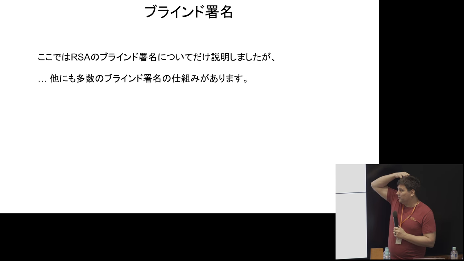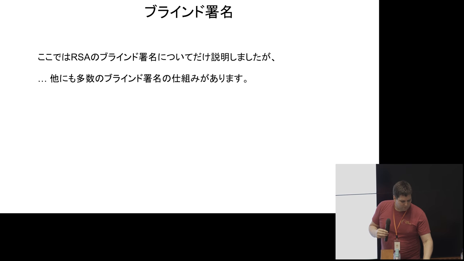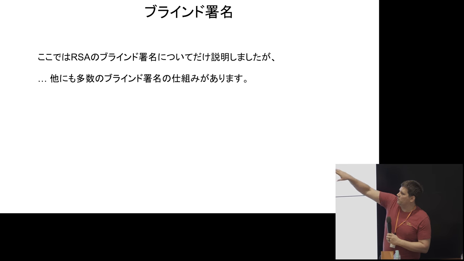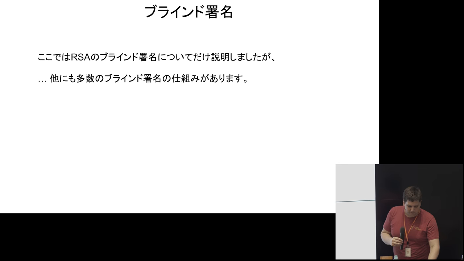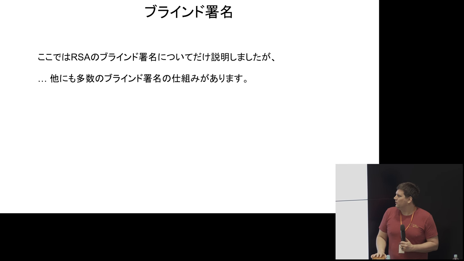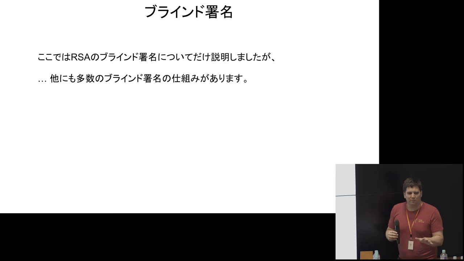So this description has been RSA blind signatures. I won't talk about other blind signature schemes, but there's a large number. Things like the BLS signatures that everyone's very excited about have blind signature components. There's many different blind signature schemes out there. BLS, yeah. Those are the shorter ones, I think they're like 32 bytes. I believe these are the ones that Bulletproofs use. They're very cool, and there are blind signature schemes there.